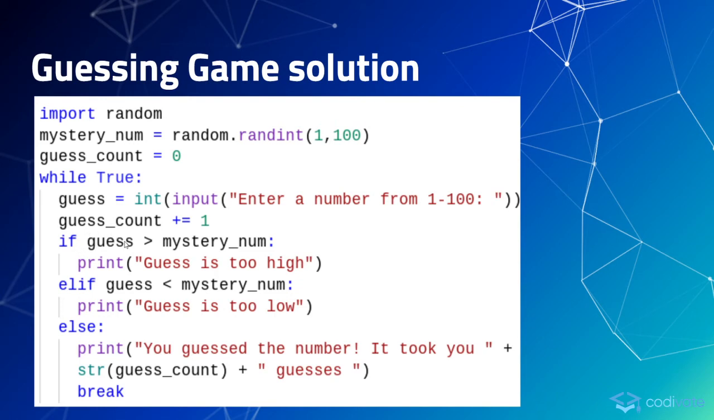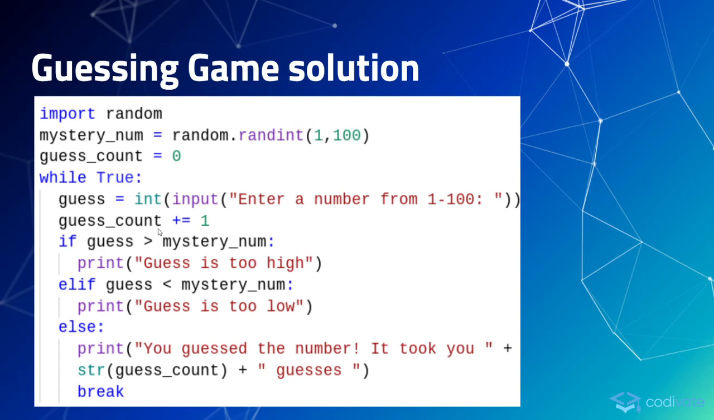Now comes the part where we actually compare their guess to the mystery number. If their guess is greater than the mystery number, that means their guess is too high, and we print that out to the console. Else if, or otherwise, if their guess is less than the mystery number, or mystery num, we print the guess is too low. Otherwise, we know there's only one case left. If it's not greater than and it's not less than, it's equal to.